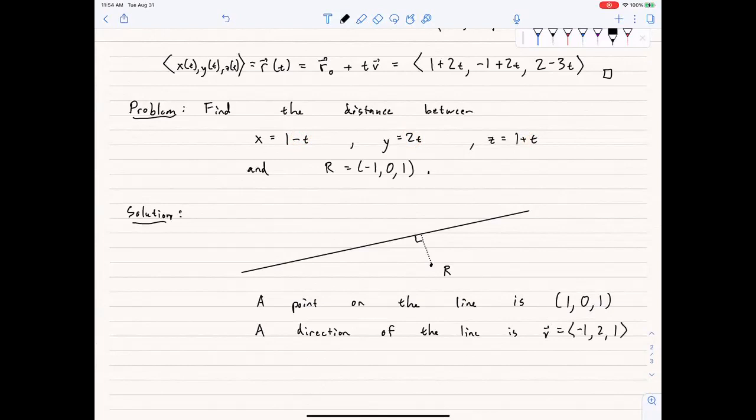So how does this help us answer this problem? How do we get something from this? Well, let's draw a picture here. This point I'll call P. So I've got this point P on my line. It's probably not going to be the point that's closest to R on the line. It's unlikely, right? And we have this vector V.